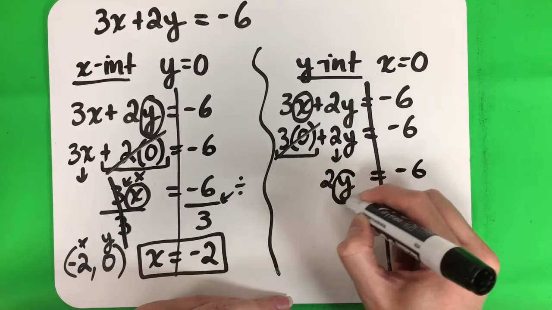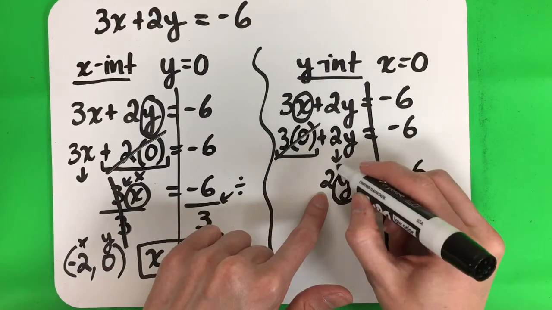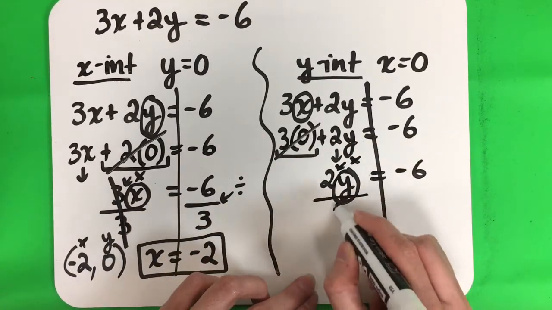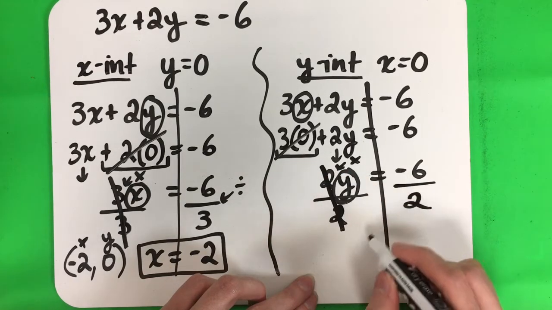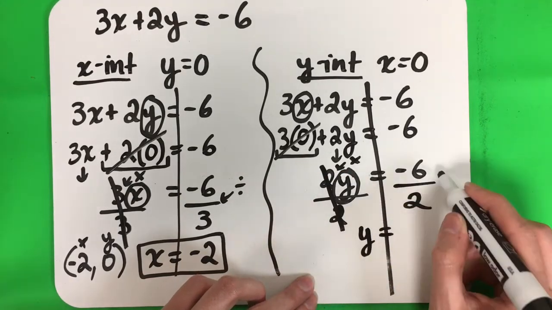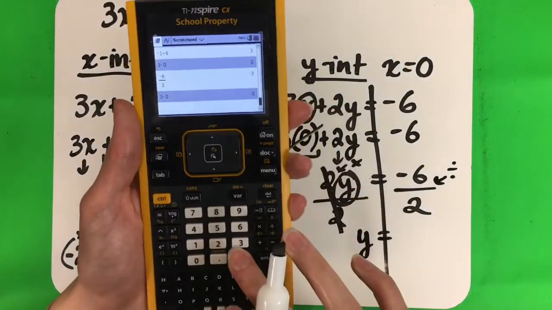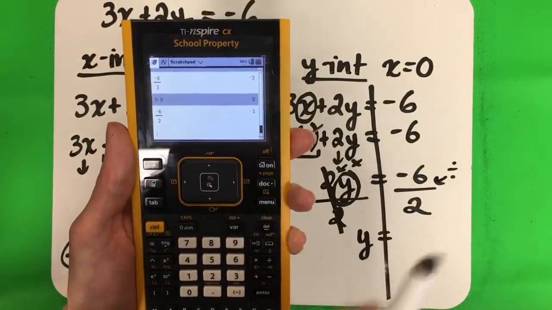You want y alone. Y is on the left. 2 is on the left with y. Nothing in the middle is multiply. The opposite is divide. Divide 2. 2 divided by 2 is 1, so that cancels. Copy y equals. In the calculator, negative 6 divided by 2. Negative 6 divided by 2, enter. Negative 3.